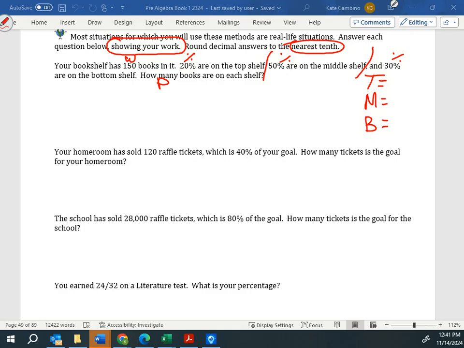So, how can I solve the top shelf? Who can tell me what to write? What do you think, Graham? 150 times 0.2. What am I missing? Because I have to have a variable that I'm solving for. If it's an equation, it has to have that equal sign. You have to put in that variable. What am I solving for? So what is 150 times 0.2? Michael? 30.